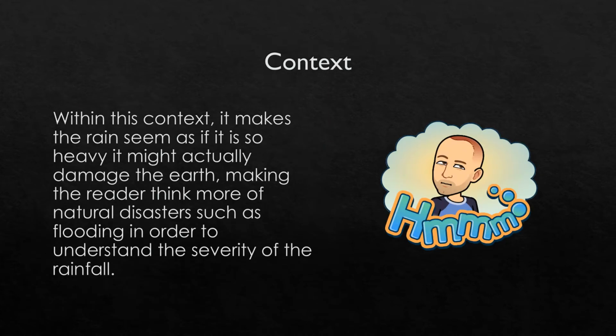So next I want to talk about how the effect of that language plays within the context. So within this context, which is another word just for situation or environment, it makes the rain seem as though it's so heavy it might actually damage the earth, making the reader think more of natural disasters such as flooding in order to understand the severity of the rainfall. So what I tried to do here is think about, by talking about the rainfall being almost like a war, how does that fit into our everyday life? And it would be something you wouldn't want to go out into because it's dangerous and it's painful.